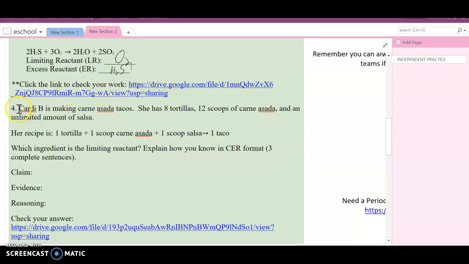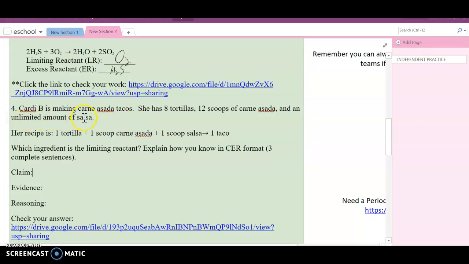All right. Cardi B, who I'm assuming is a celebrity, is making tacos. She has 8 tortillas, 12 scoops of carne asada, and an unlimited amount of salsa. This is her recipe. That's what you can think about every reaction like, a recipe. Which ingredient is the limiting reactant? What is she going to run out of first? Another way to do this is take every ingredient you have and figure out the most product you can make.